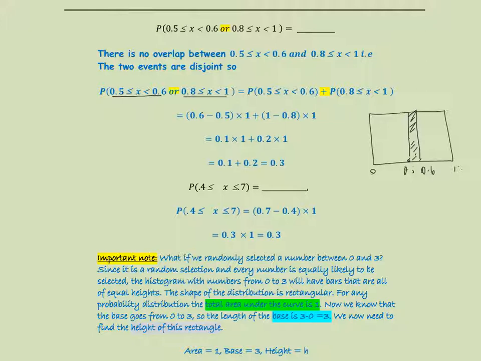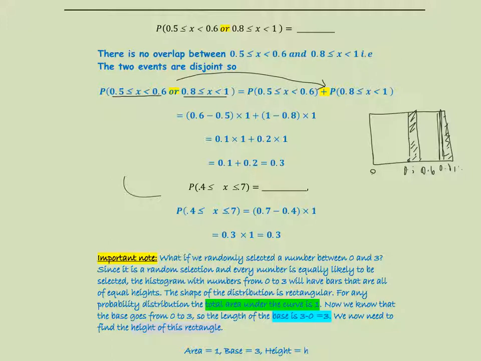And then the other event is picking a number between 0.8 and 1. So that's the other rectangle. Notice that these two events do not overlap, which means if you're trying to find the probability that a number lies between 0.5 and 0.6 or the number lies between 0.8 and 1, we just need to add the two probabilities because there is no overlap. We just add the two individual probabilities to get the probability of that combined event.